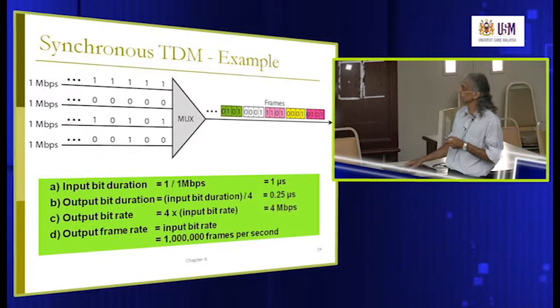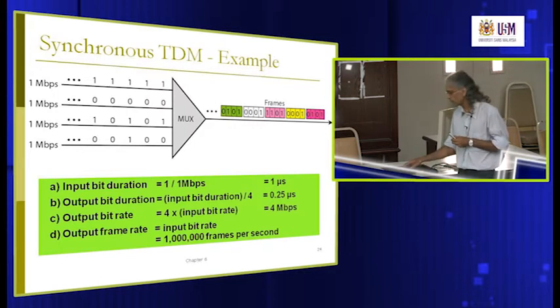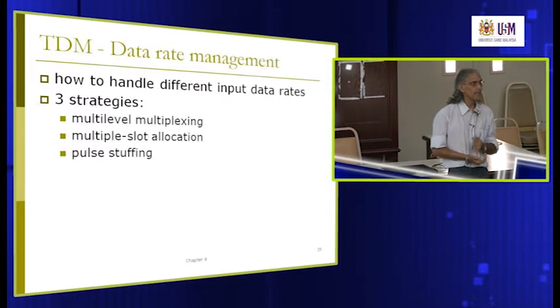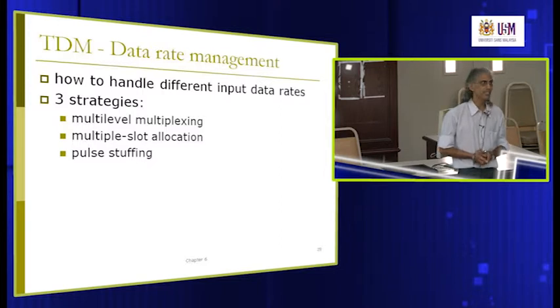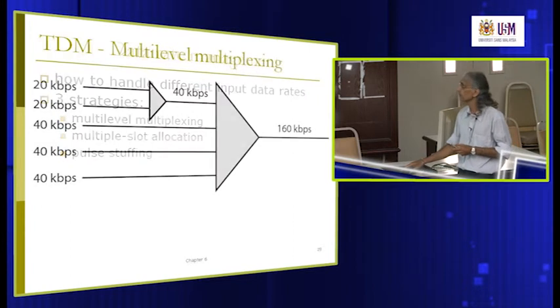Now, so far, what you have seen is that our input lines are all the same speed. For multiplexing to work, normally the input lines are of the same speed. But what happens if one of the input lines is not at the same speed? If same speed, then multiplexing is easier, right? But what if it doesn't? Then we have different strategies to handle this particular situation, all right?